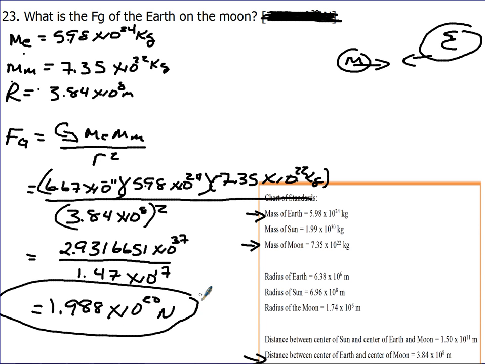Now, if you go through and you do a problem and your answer differs from mine, then do exactly what I just did. Rerun all your numbers. Recheck to make sure you have the correct masses. If you're still getting the wrong answer, it could be my fault.